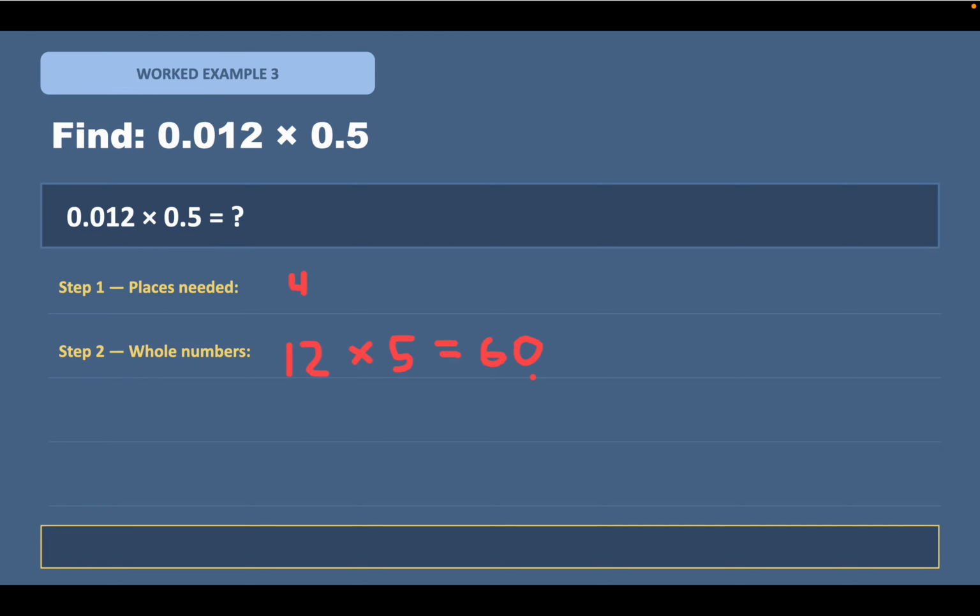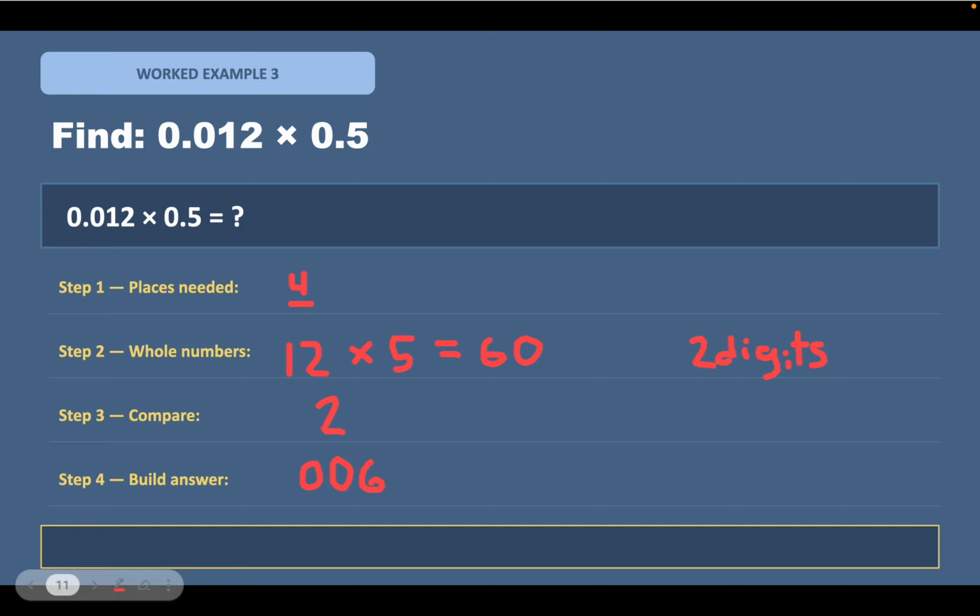So we have 2 digits in our answer. So I'm going to write 2 digits over here. And we needed 4. So comparing those in step 3, we need 4. We only have 2. So we're going to need 2 more digits in our answer. So we're going to build our answer. So we need 2 placeholder zeros. Let's put 2 placeholder zeros, and then our answer when we multiply it as if they were whole numbers, 60. And then we can put our decimal point right in front of those placeholders.